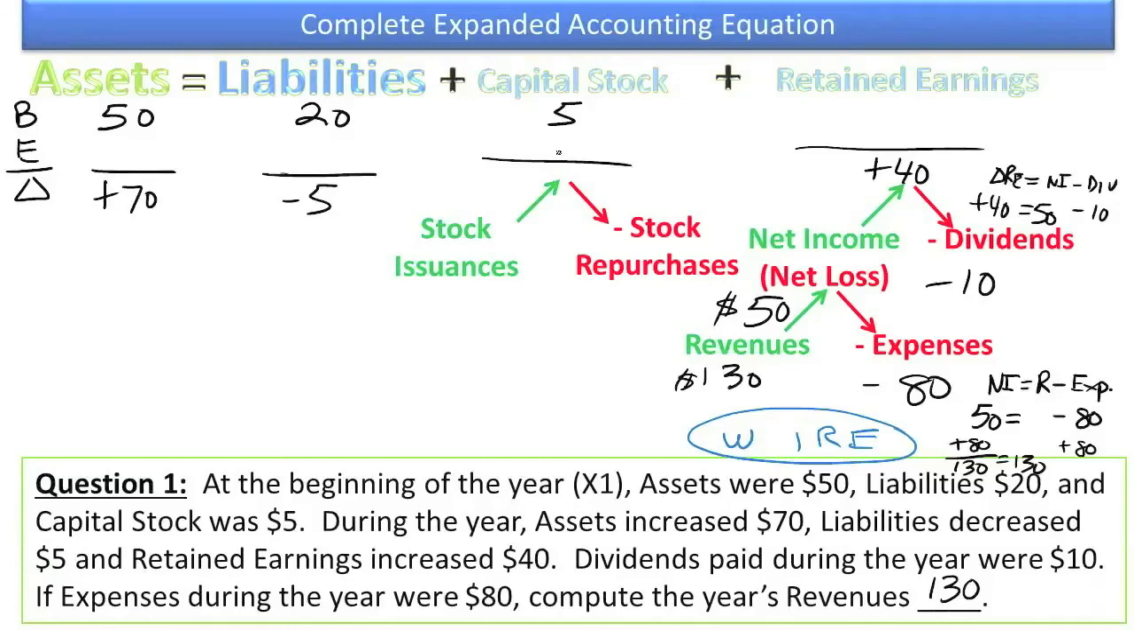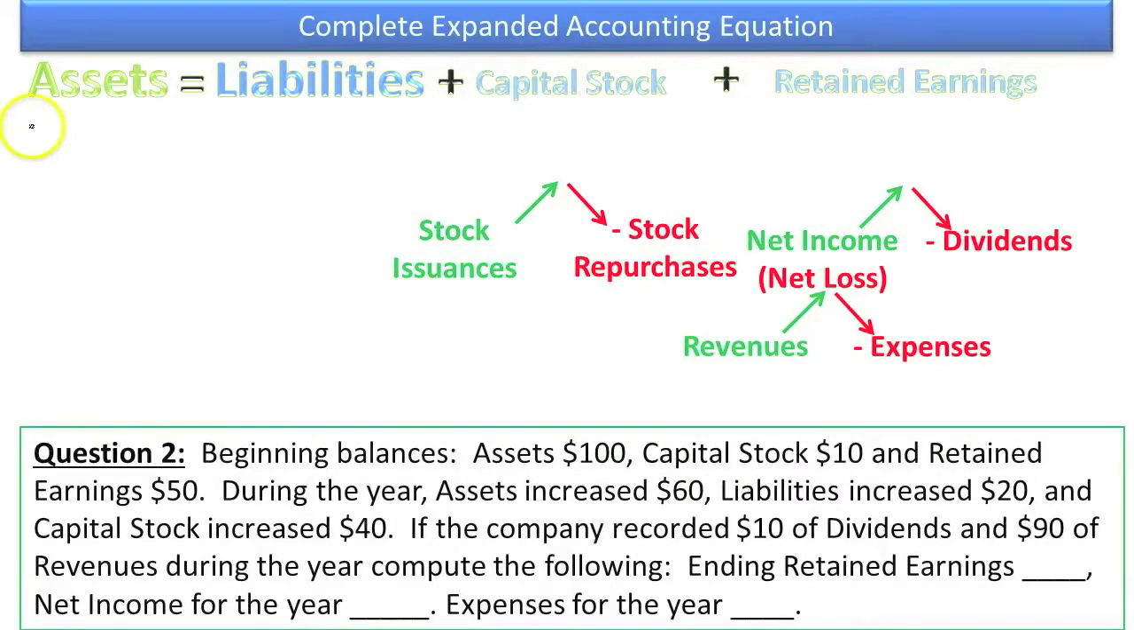Let's go to question 2. Beginning balances were assets of $100. So I'm going to put my beginning and my ending and my change here for each of these accounts. And I will put in the information given.